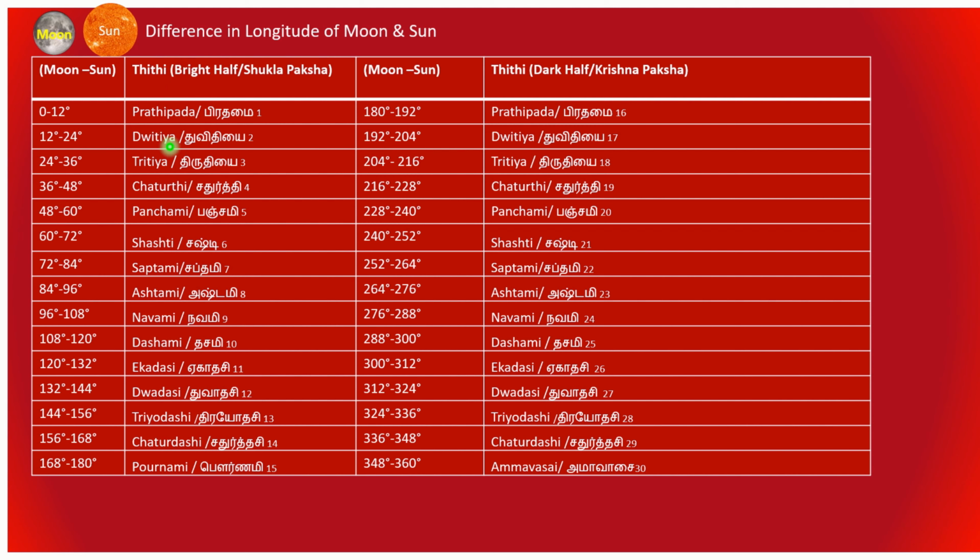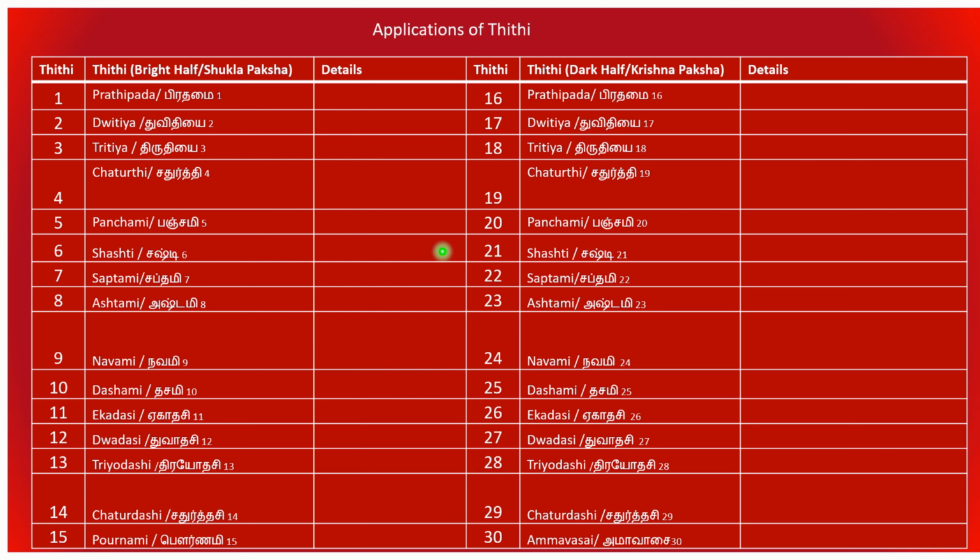So this is the bright half as explained, and in the dark half, it repeats itself, but this time you call it Krishna Paksha Pradamai, Krishna Paksha Duvadiyai, Krishna Paksha Tritiyai. So it follows along according to the list, and finally you reach Ammavasai, and again the cycle repeats from Pradamai.